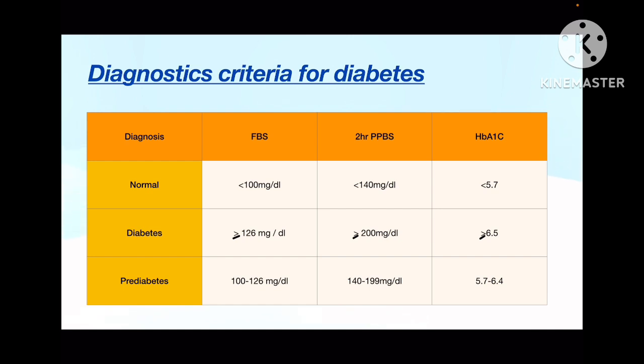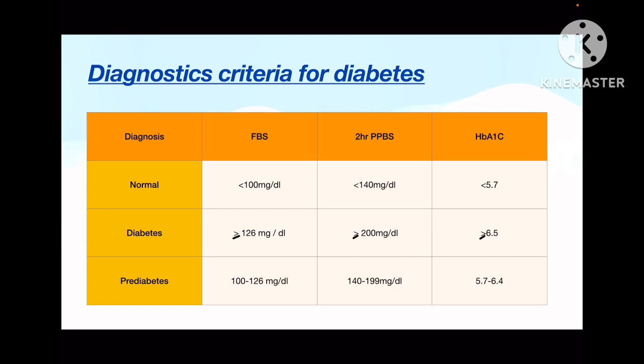What is the diabetic range of fasting blood sugar? We can say if your fasting blood sugar is more than 126 milligram per deciliter, that patient might have diabetes, right? 2-hour PPBS more than 200 milligram per deciliter, yes, that patient might have diabetes. HbA1c more than or equal to 6.5, definitely you can say that patient has diabetes.